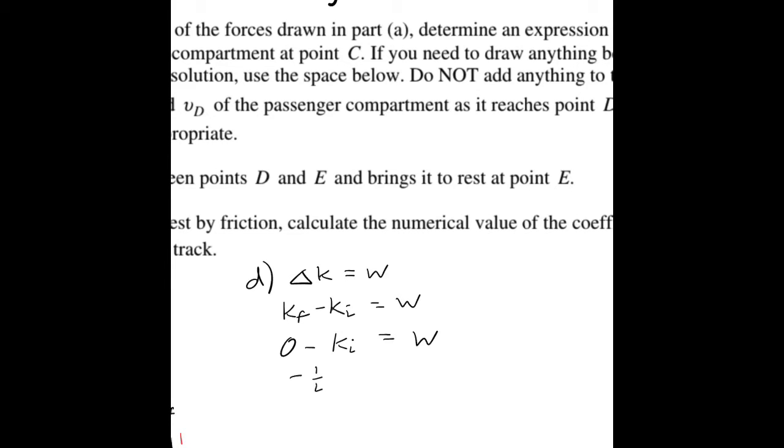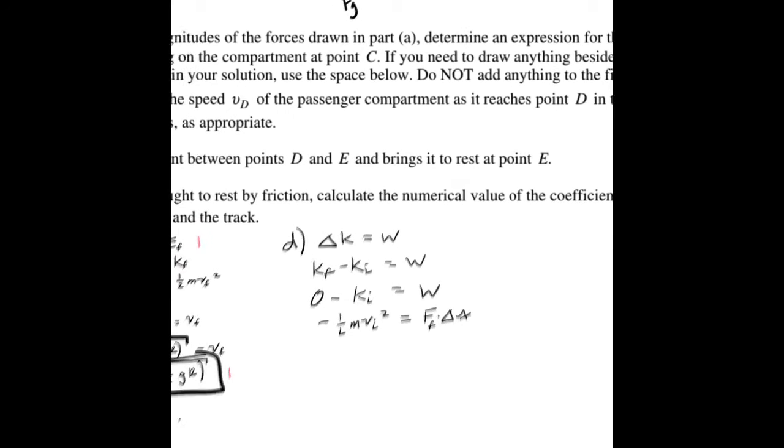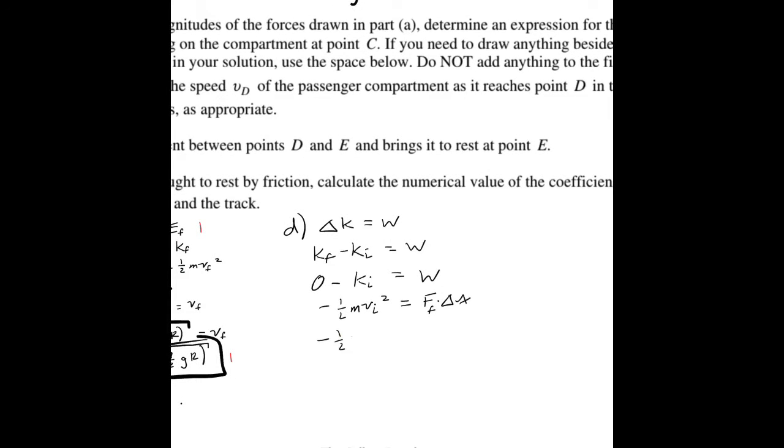Now, this is going to be negative 1/2 mv initial squared is equal to the work, and work is force times displacement. Now, the force here is the force of friction. The force of friction is going to be acting in the negative direction. So this is going to be negative 1/2 mv initial squared is equal to negative mu times the normal force times delta x. All right. Now, what is normal force here? Well, normal force is mg. So make that substitution: negative mu times mg times delta x.